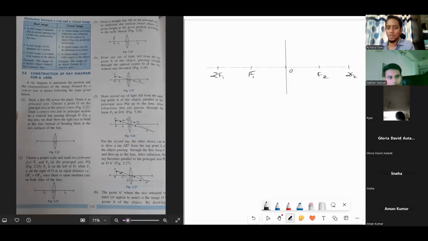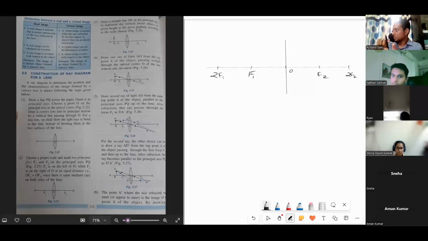Now, this 2F1 and 2F2 are actually the centers of curvature, which means it's the center of the circle. So whenever you're drawing a circle, you always keep the point at the center of the circle, right? In the same way, you will keep the compass, the pointed part at 2F1. And with the pencil, you'll keep here, and then you will make an arc like this. It will be a very gradual arc, something like that. Okay, same thing you do on the other side. You keep your point at 2F2 and then make an arc on the other side like this. Is everyone clear how to draw the lens?